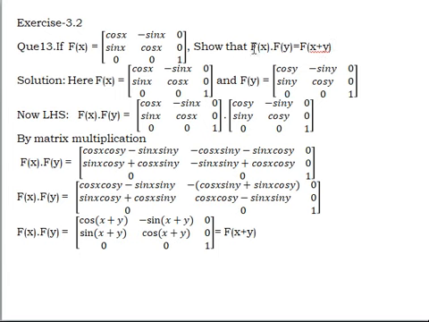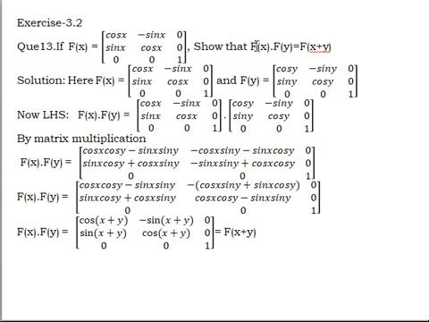Now this is the application of matrix multiplication in the form of a function. So first we will write down f of x and then f of y. For writing f of y, we replace x with y. So f of y can be written as [cos y, minus sin y, 0; sin y, cos y, 0; 0, 0, 1]. So next step we have to show here f of x into f of y equals f of x plus y.